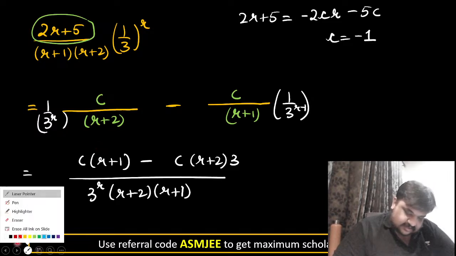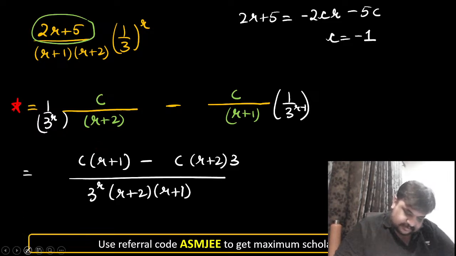I'll mark them with colors. Red step, yellow step, or blue step. Which step is not clear?